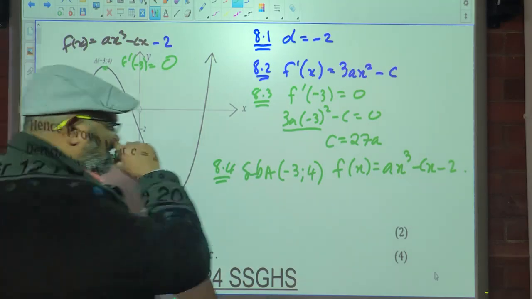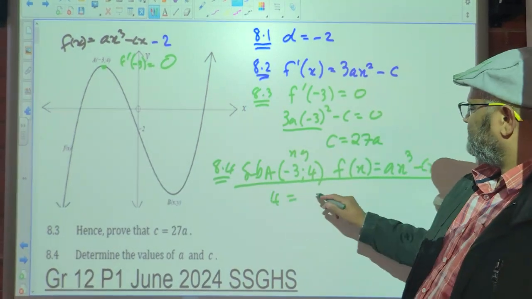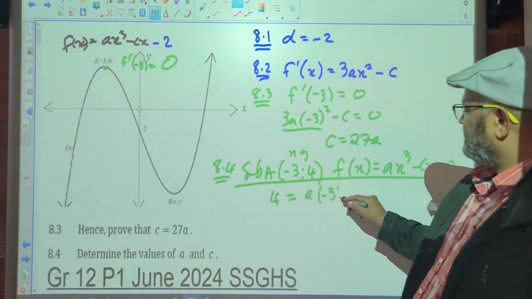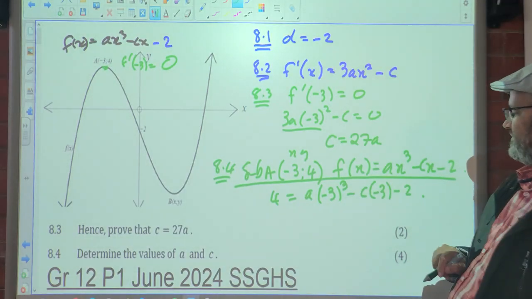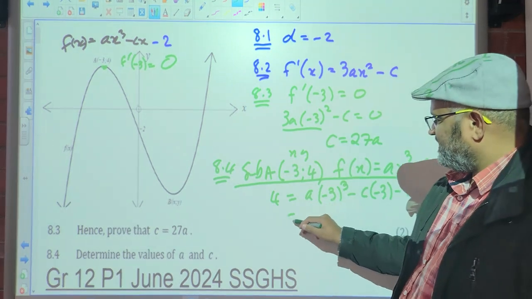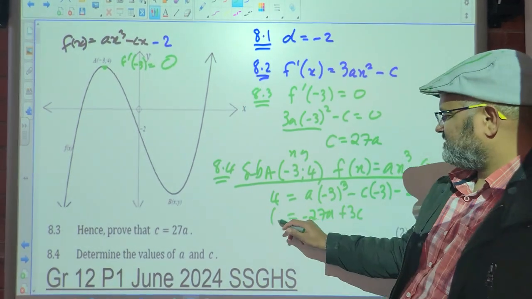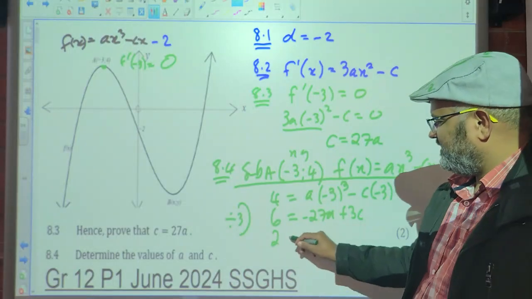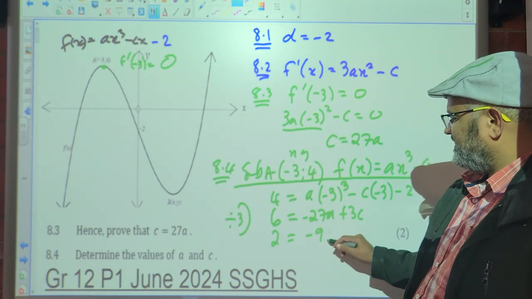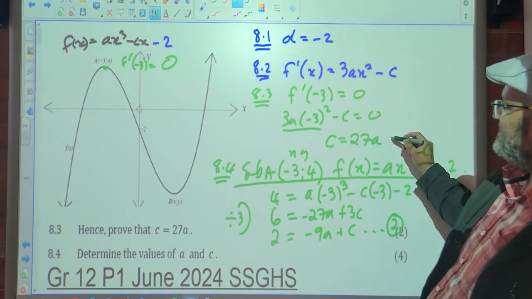Yeah, right, so people, when we do the substitution, this is x and this is y. So 4 is equal to a into negative 3 cubed minus c times negative 3 minus 2. So this now works out to be negative 27a plus 3c equals 6. Divided by 3, which gives me 2 equals negative 9a plus c. This is equation 2, and I label this equation 1.